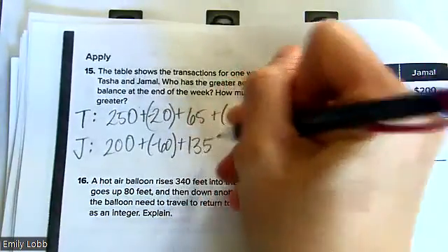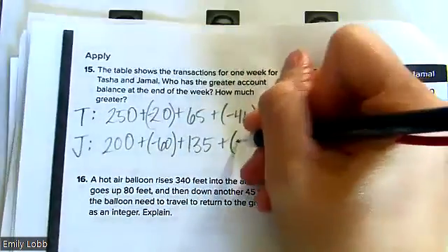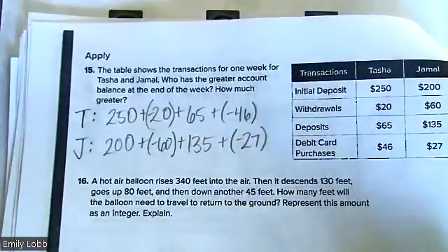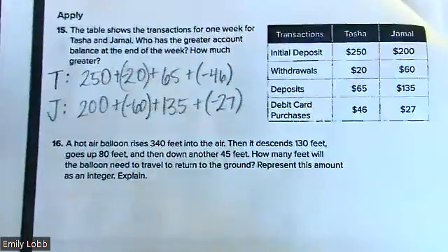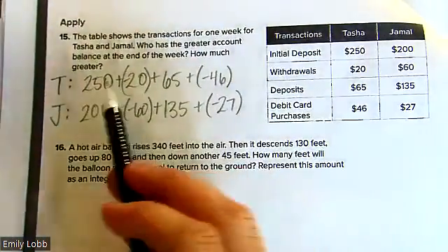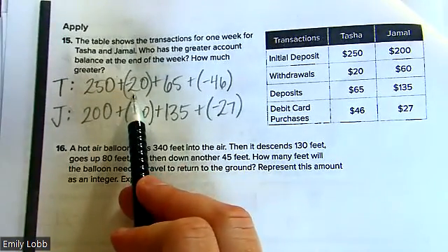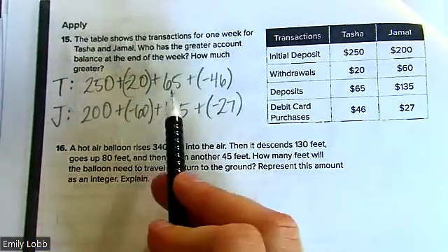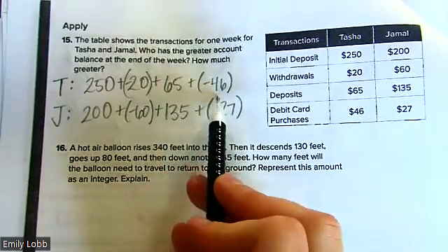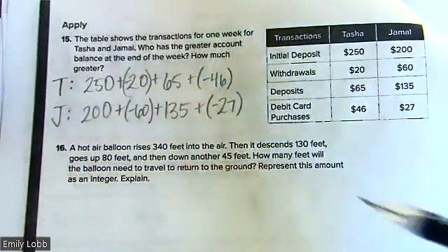And then minus 27. Well, this should already be written for you, because you should have already done this page. So this is 230, 295, 295 minus 46, what do you get? 249.